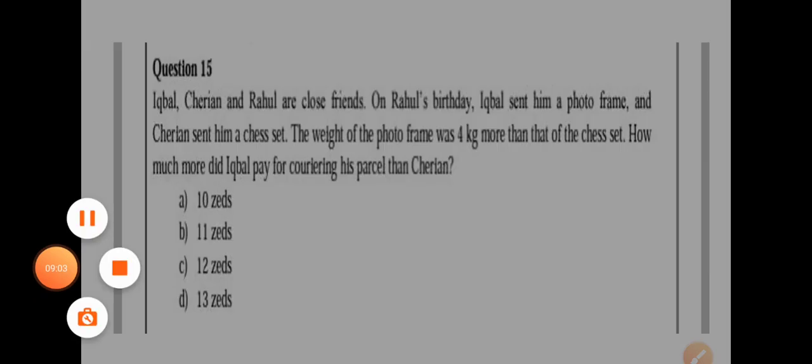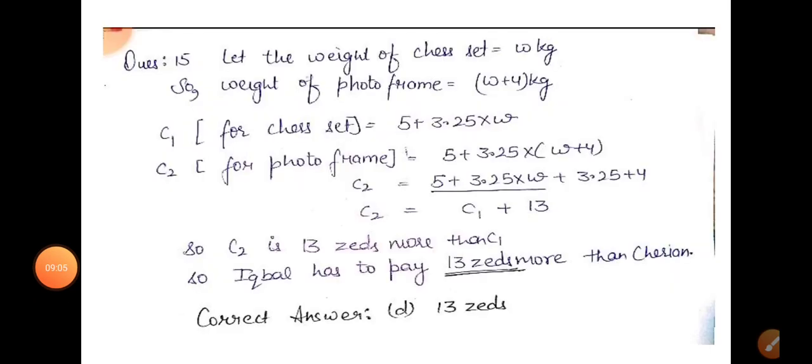So here is the solution. Let the weight of the chess set be W kg. The weight of the photo frame is 4 kg more than that of the chess set, that means W plus 4 kg. So the cost for the chess set, that is C1, equals 5 plus 3.25 multiplied by W, because W is the weight of the chess set and we pay 3.25 Zs per kg. So for W kg that will become 3.25 multiplied by W.